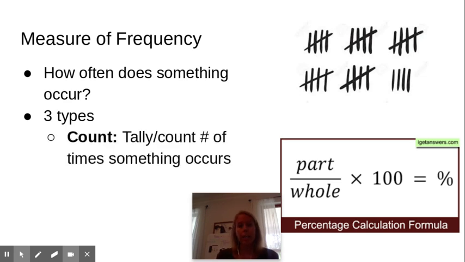These three, honestly, y'all have been knowing for a while. The first type is a count. You can see in your notes, there's a box for count and then a place where you describe what a count is. A count is really a tally, a count of times that something occurs. I've got our tally marks up here as a reminder that tallies are counts.